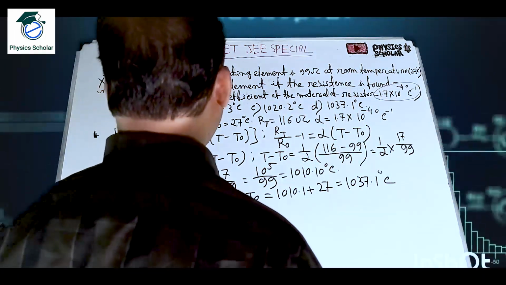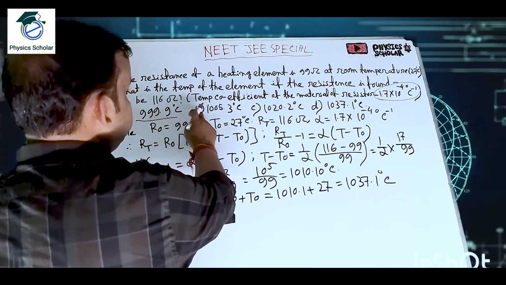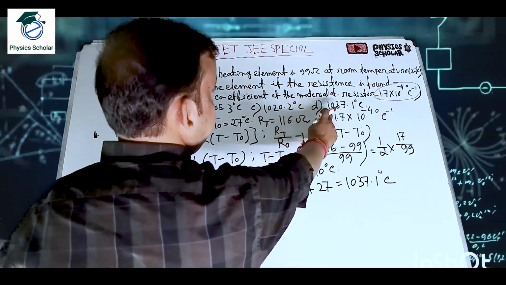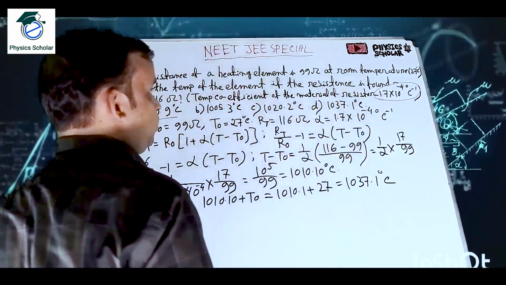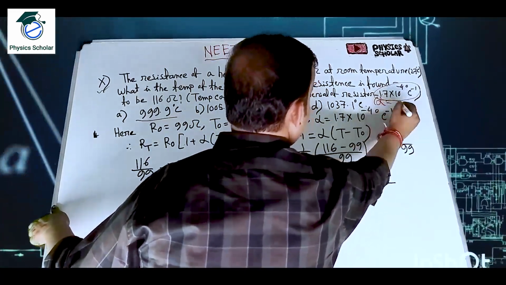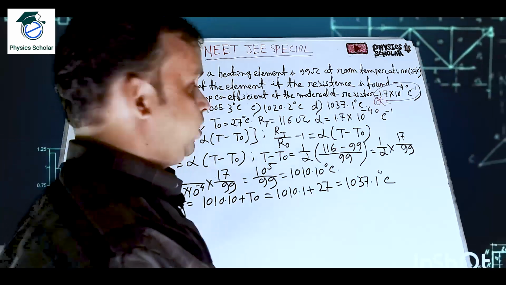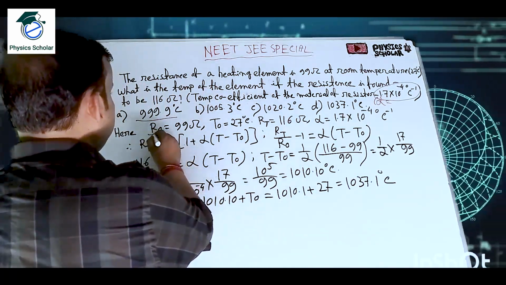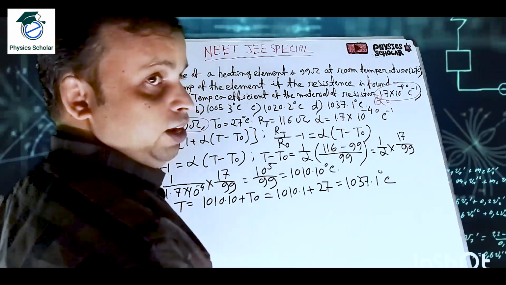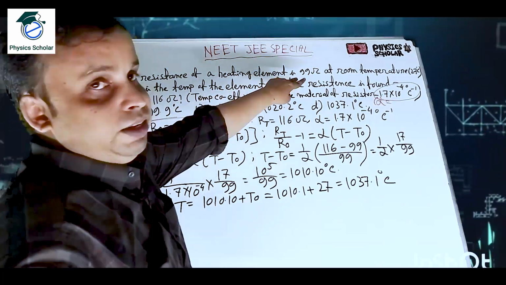Clear? Now four options are given: 999.9 degree centigrade, 1005.3 degree centigrade, 2020.2 degree centigrade, 1037.1 degree centigrade. Clear? And the coefficient, that means alpha, is 1.7 × 10⁻⁴ per degree centigrade. Clear? It is given. Now what? R0 means the initial resistance at room temperature. Clear? The initial resistance at room temperature is 99 ohm. It is given in the question.